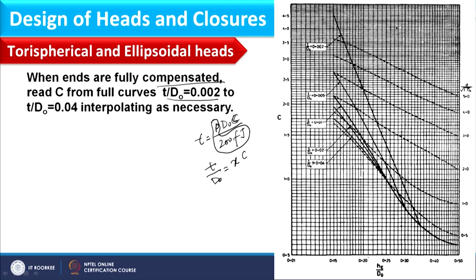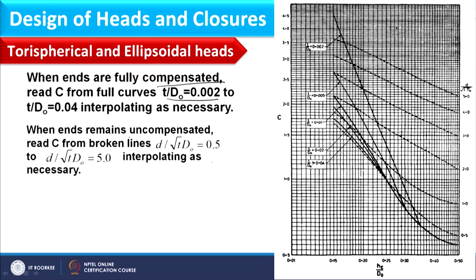So, corresponding to He by D naught 0.2, you need to choose the value of T by D naught and the corresponding value of C in such a way that this expression is satisfied. I hope you are getting how to find the value of C, and it will be more clear when we solve a few examples based on that. There I will elaborate this in more detail.